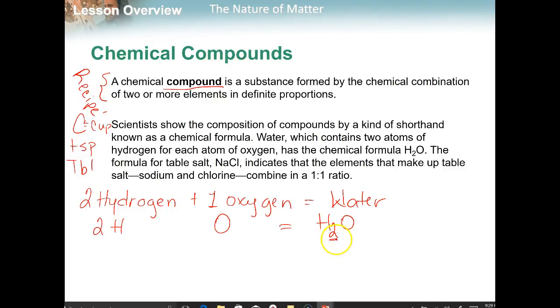Now notice I put this 2 in the subscript position, and that tells me how many hydrogens I have to make up water. So sugar is called glucose. And glucose is C6H12O6. That tells me that I need 6 carbons, 12 hydrogens, and 6 oxygens together to make up a glucose molecule. Okay, let's end this here, and then we'll continue in the next screencast.